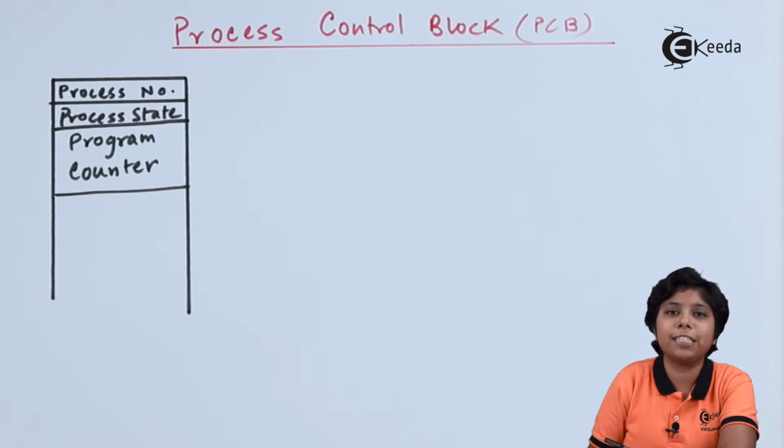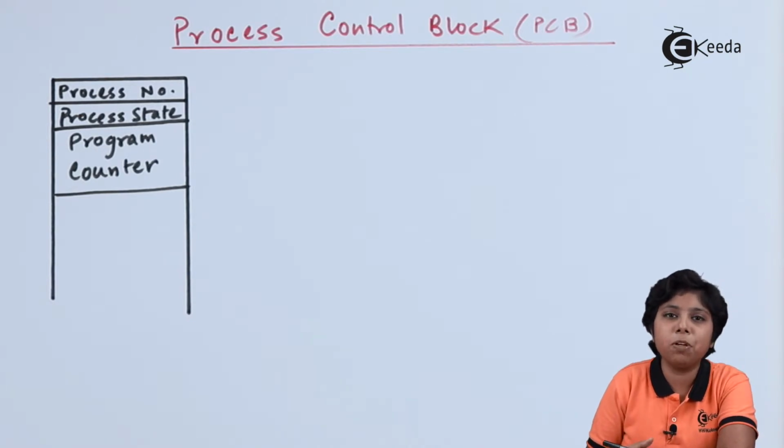The next one is the CPU registers. The CPU registers may vary in size and type. They can include the index registers, the instruction registers, the stack pointers, general purpose registers, or any condition code information. Along with the program counter, this status information must be saved in the PCB so that it can be loaded when resuming the CPU process, so the process continues correctly afterward. So we will include the CPU registers in the PCB.